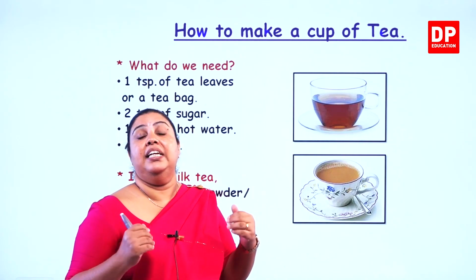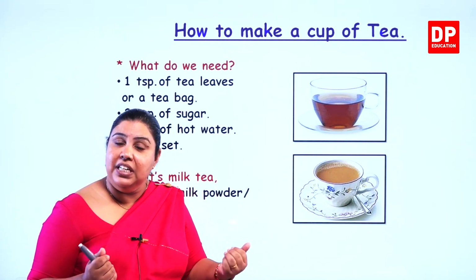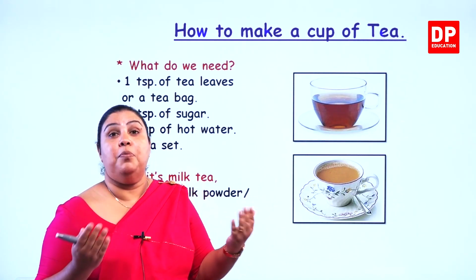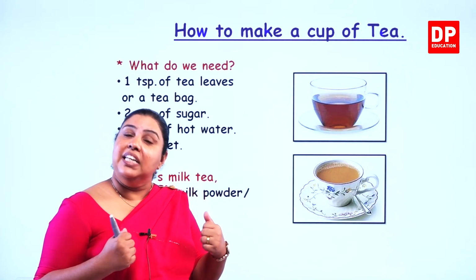What is the main thing that we need to make a cup of tea? It is the tea leaves. If we want to make a cup of tea, we have to have tea leaves.